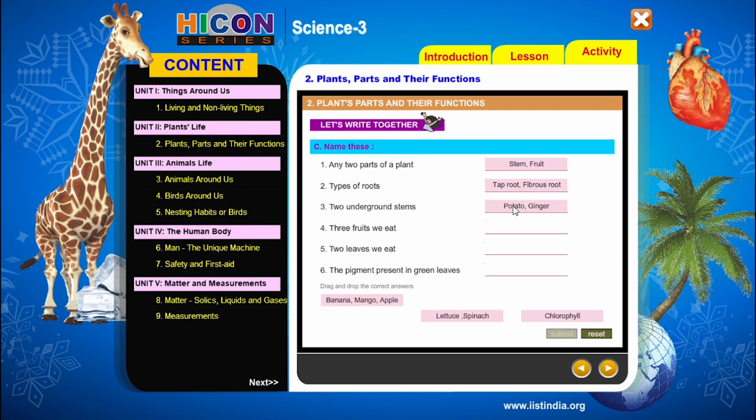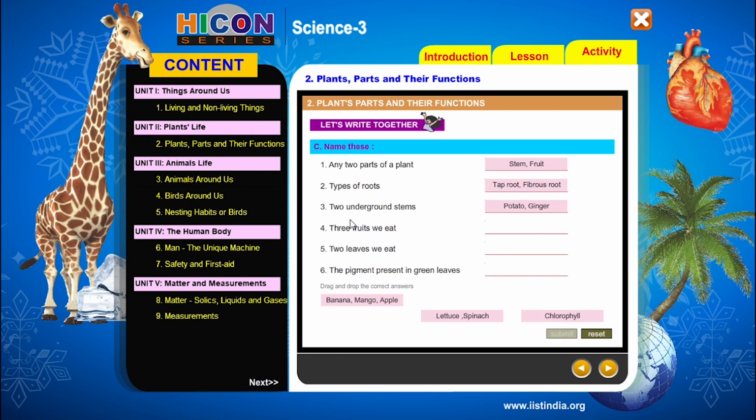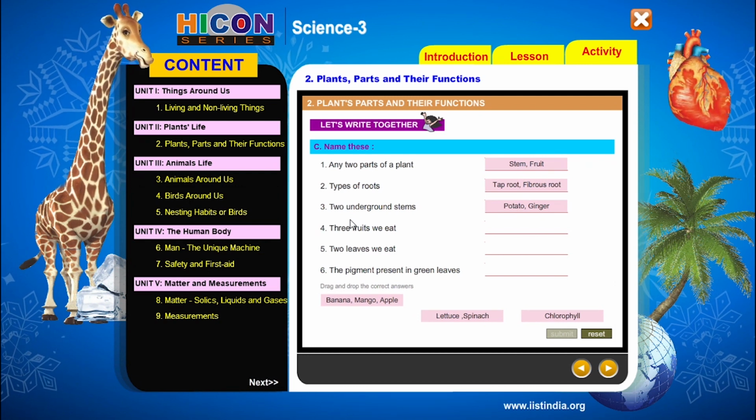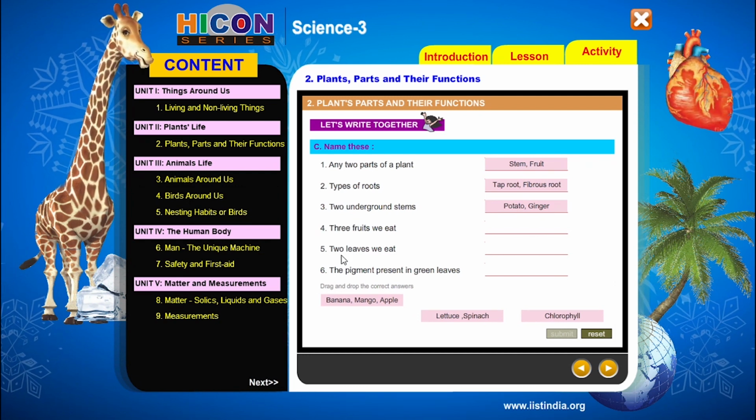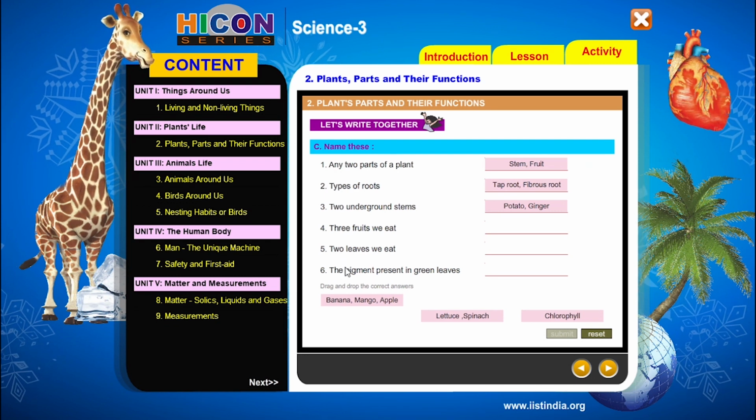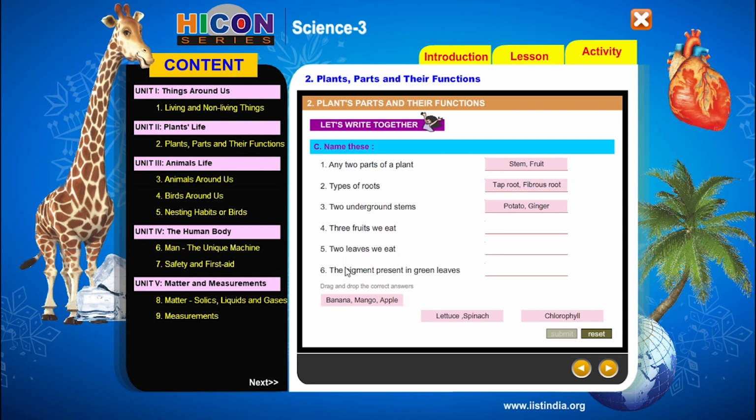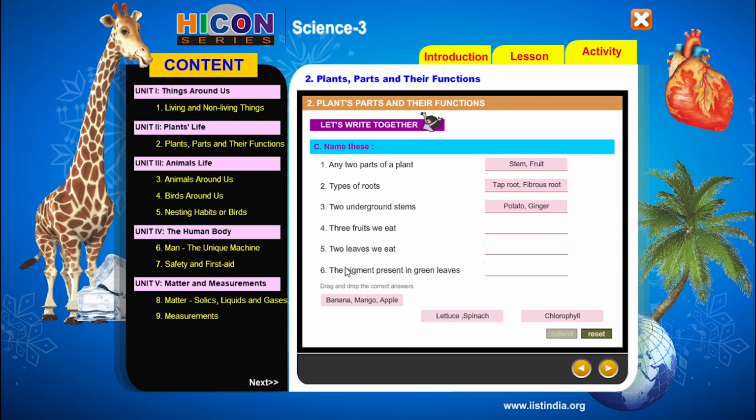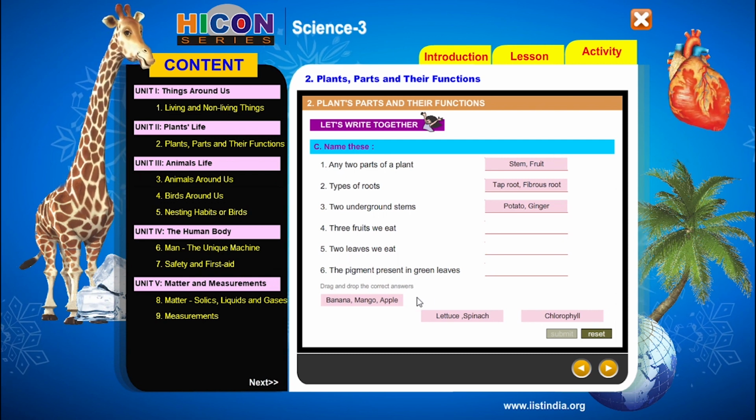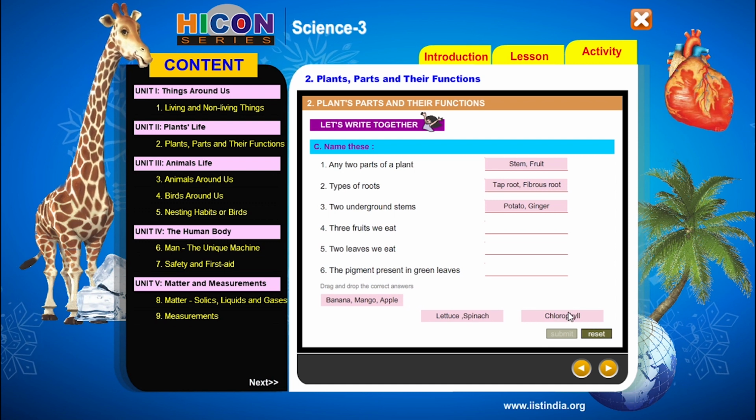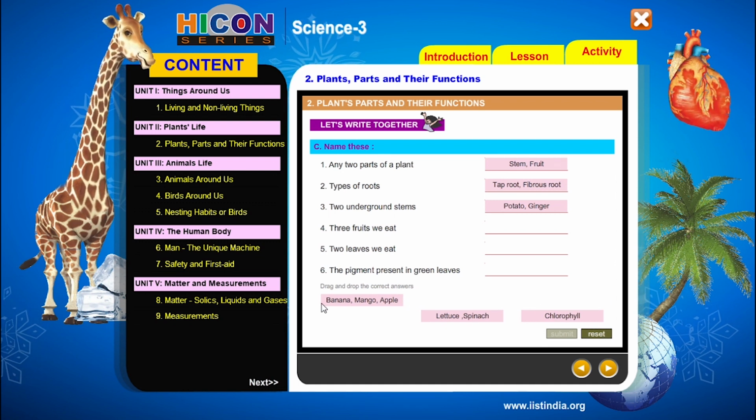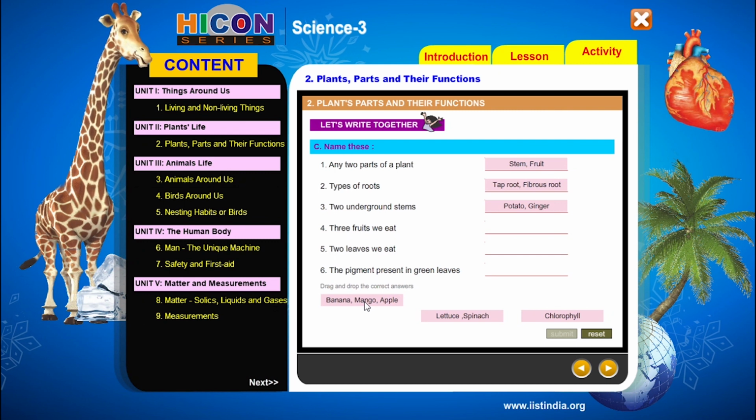Read the fourth sentence. Three fruits we eat. Children, we eat different types of fruits in different seasons in our daily life. So identify the fruits in the given answers. So here, which one represents fruits? Yes, banana, mango, apple. So these are the fruits we eat daily.